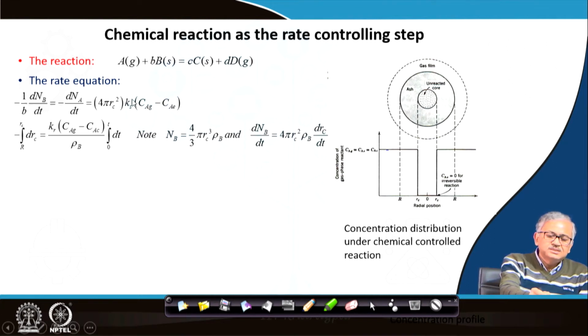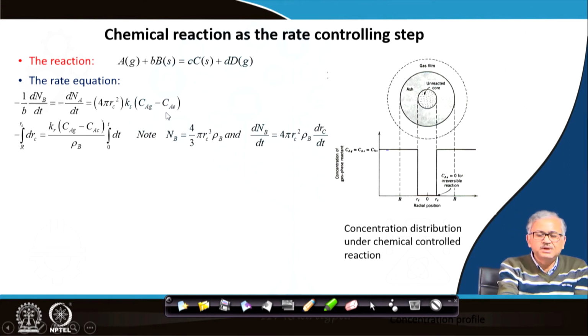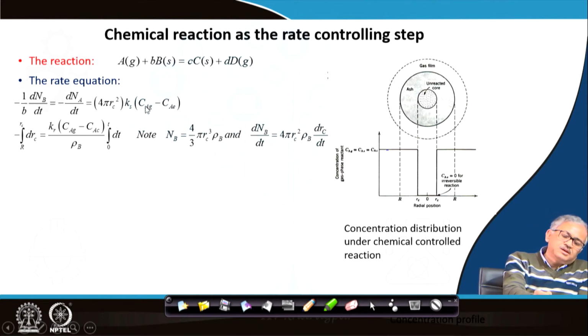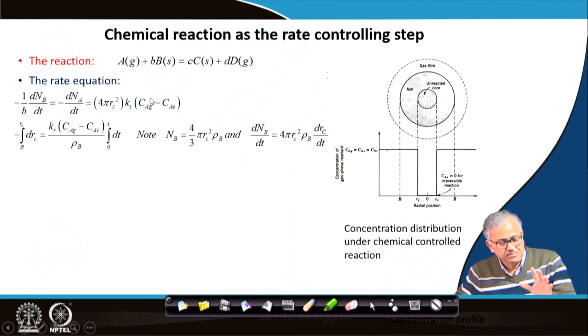Ks is basically the chemical rate constant, which you can write in centimeter per second, and this is the concentration difference, CAG minus CAE. Basically CAG is equal to CAC, so you can write CAC minus CAE, or CAG minus CAE. This is the first order kinetics into area. If you multiply it by the area, then it will be basically the moles per unit time.